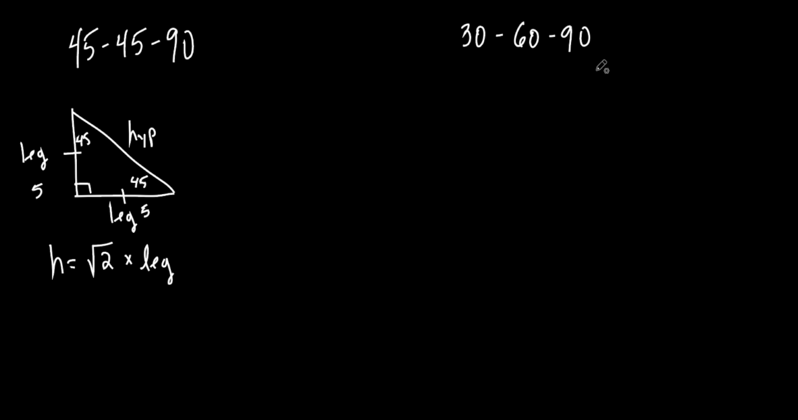Let's go to the 30, 60, 90 and do a little review of geometry. Okay, now this triangle looks a little different because both sides aren't equal.